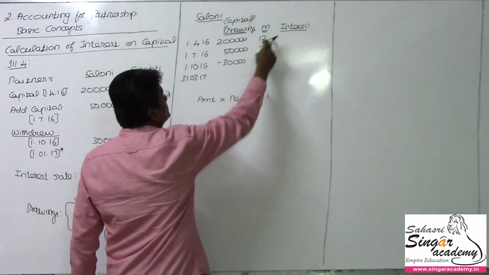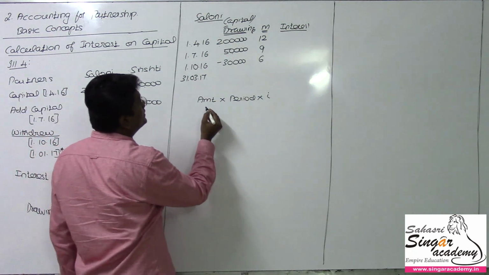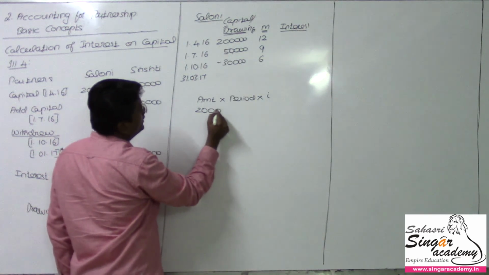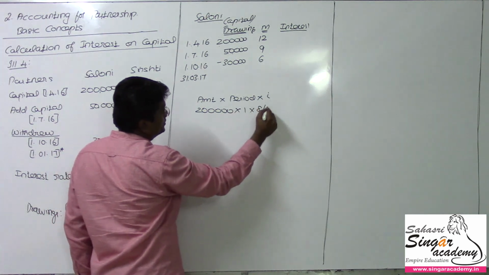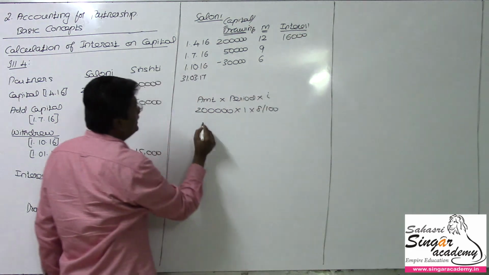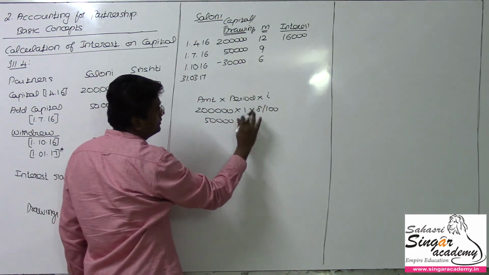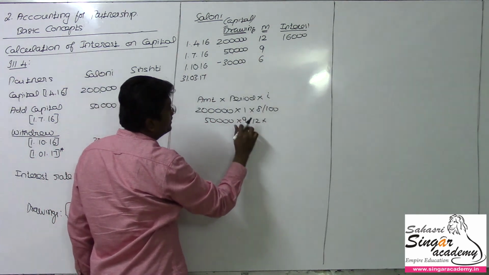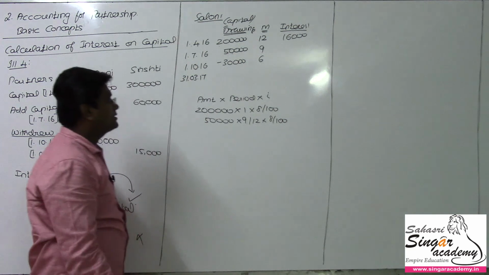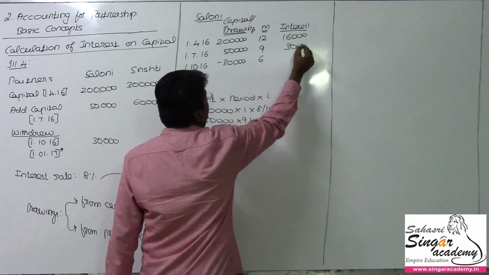For the first case, 2 lakhs rupees into 12 months by 12 months, otherwise one full year, rate of interest being 8%. So 2 lakhs into 1 year into 8%, 16,000 will be for the first amount. And the next one is 50,000 into how many months? Only 9 months, so 9 by 12, multiplied with the rate of interest, 8%. Is it clear? 3,000 is the answer.